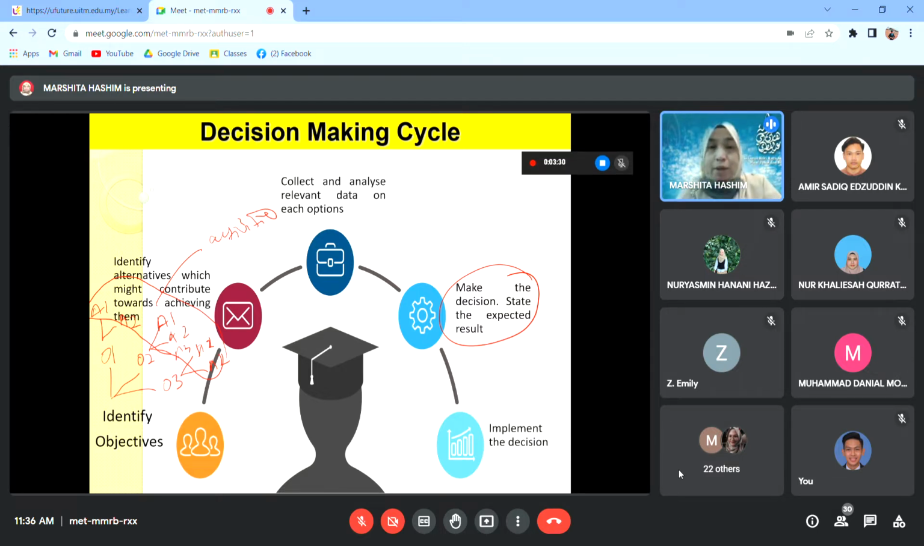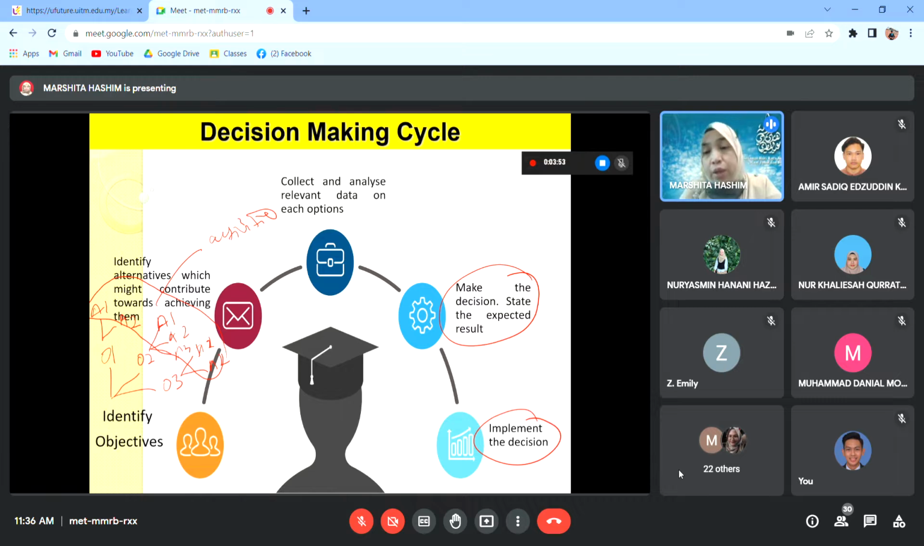Finally, you implement your decision. Let's say for objective 1, you decide to implement alternative 2 or maybe activities 2. For objective 2, you will implement activities 3. Then you implement your decision.